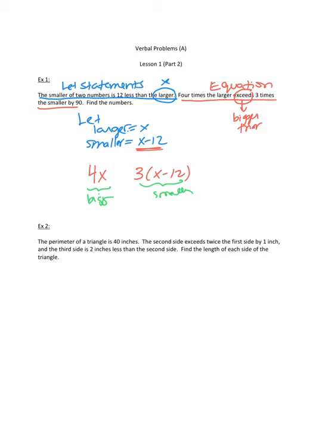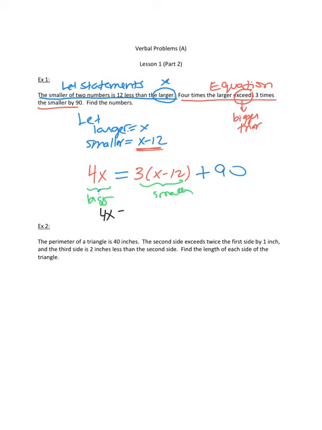So what we do is we put an equal sign between them and we think of it like a seesaw or a balance. If I want these to be equal and I know that the bigger one, 4x, is bigger by 90, then what I do is I add 90 to the right side. And now they're balanced, because this one was smaller by 90. So now we have our equation. Now we can solve it.